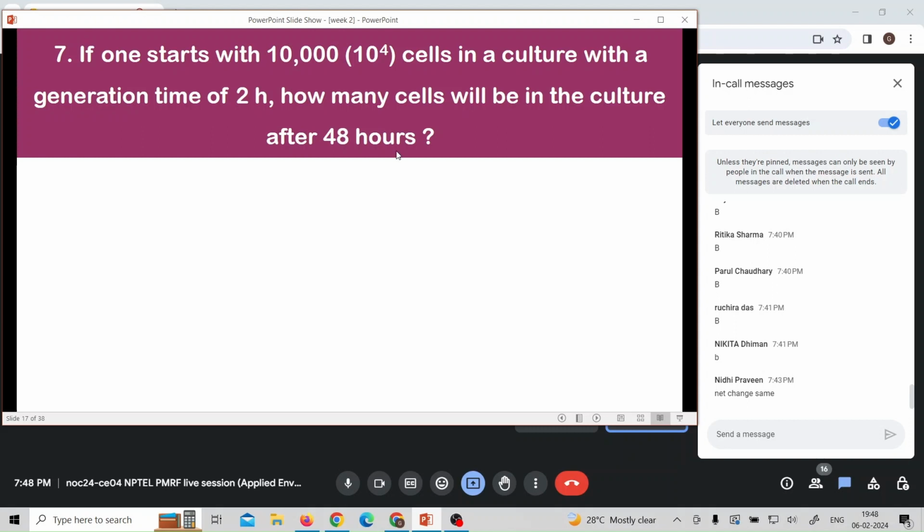So I give you 10 to the power 4 cells, and I tell you that the generation time of the microbe that I have given to you is 2 hours, and I ask you to grow it for 48 hours, and I'm asking you to report at the end of 48 hours how many cells you will be having. I hope the question is clear. You can try solving this problem for a couple of minutes and then we'll discuss.